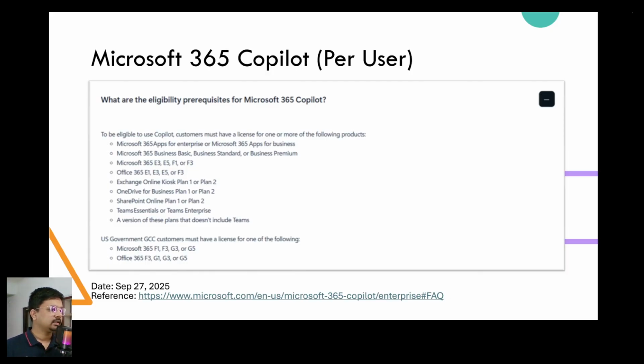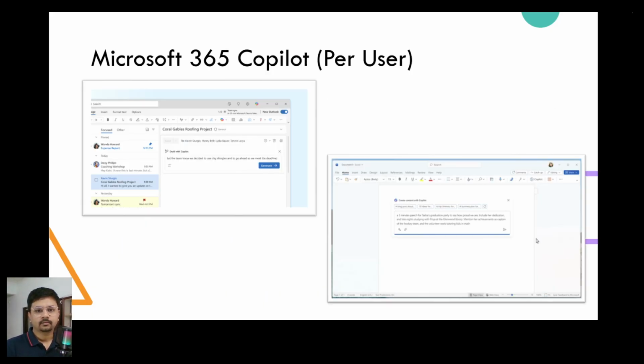So as you can see, this is eligible. You must have the Microsoft 365 Enterprise version like E3, E5, Office 365 version, or a OneDrive for Business plan, right? These things you can read in more detail. I will add the link in the description as well.